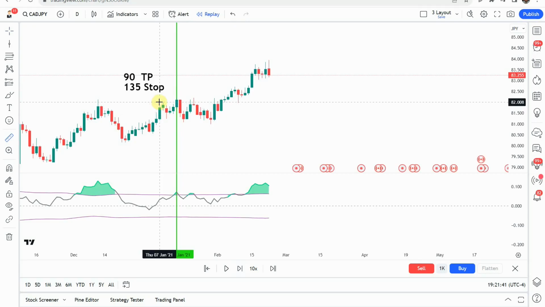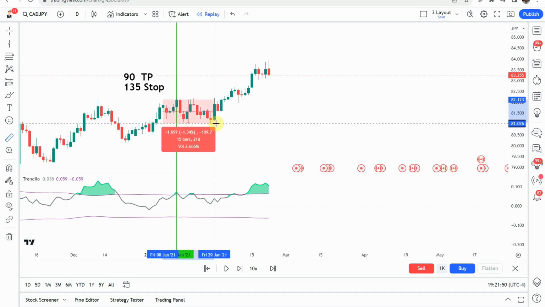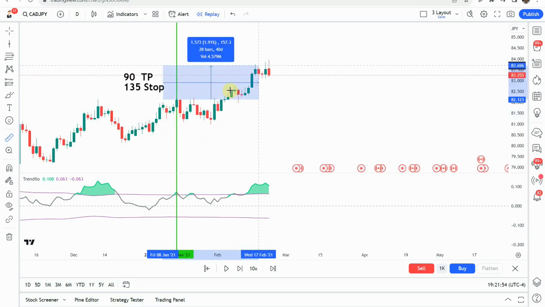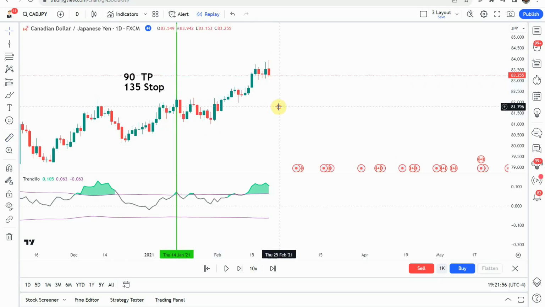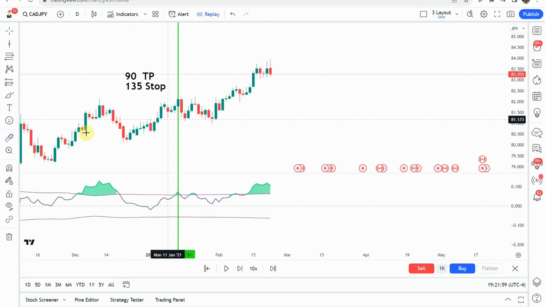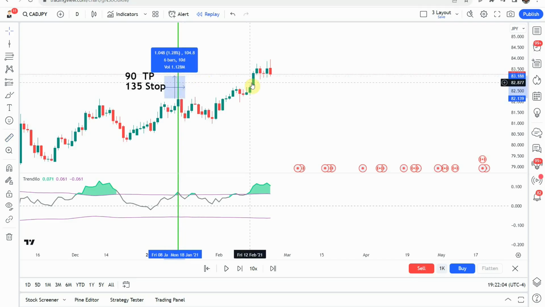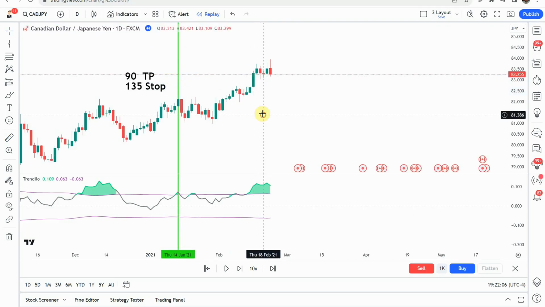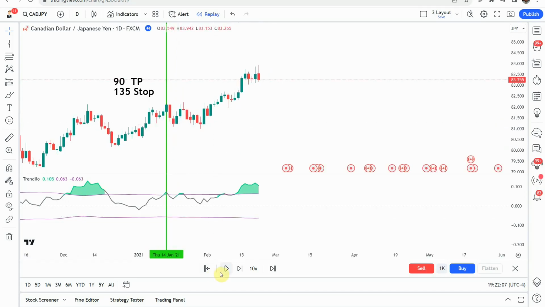Alright, so it looks like that is going to hit our take profit. Let's just double check. The pullback was roughly 115 pips there, and then we make a nice spike right back to the upside, and so that one does get us to our take profit. Looks like we hit it on this candle right here. Let's go ahead and continue on.